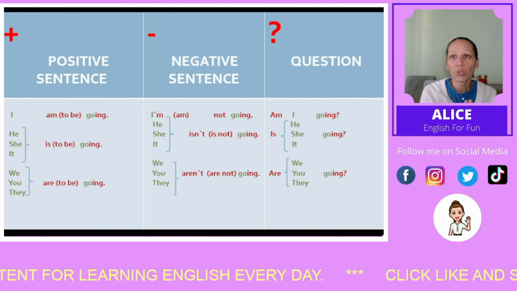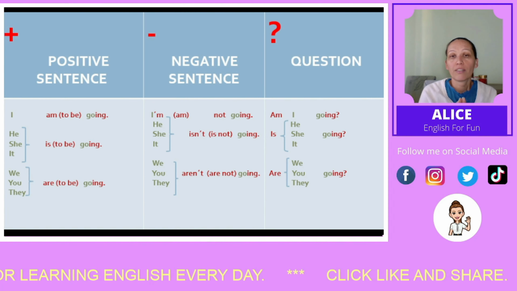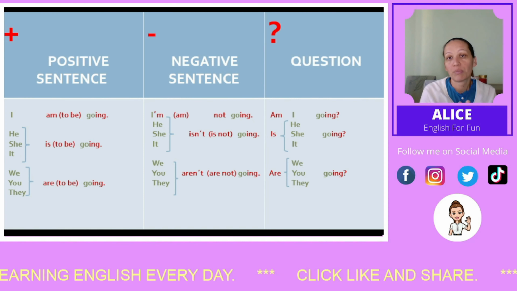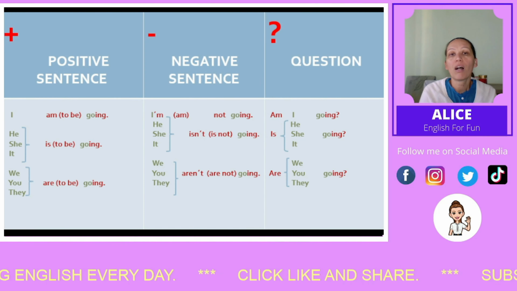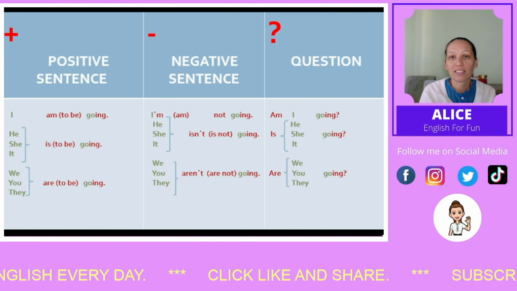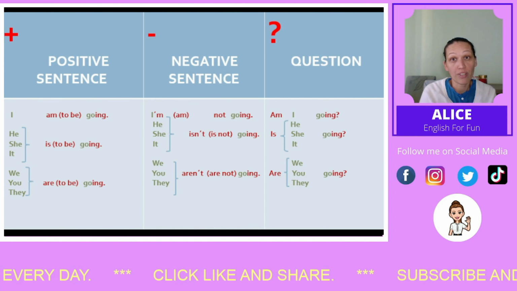And then when we use subject we, you, and they, we have to use the form are, which is the verb to be, and not. And the short form of it, aren't. We aren't going, you aren't going, they aren't going.